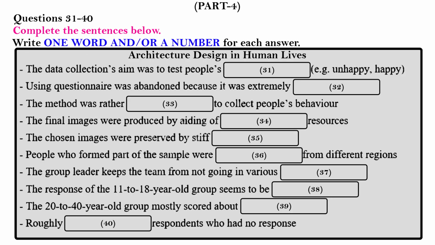Part 4. You will hear a student talking about a survey conducted among people of different age groups to find out how architecture may affect people's lives. First, you'll have some time to look at questions 31 to 40.